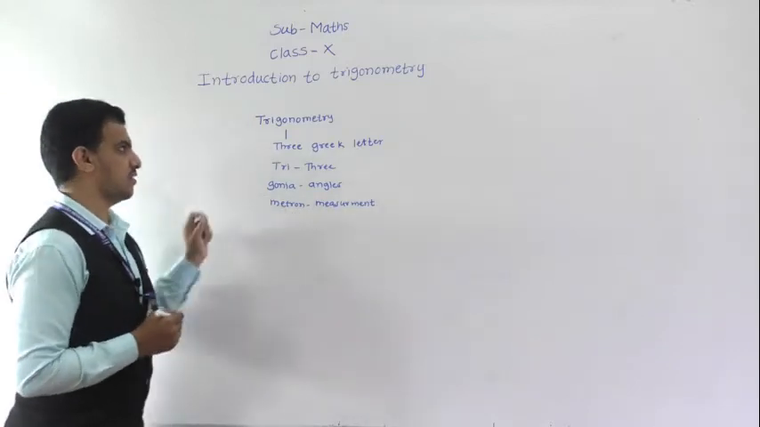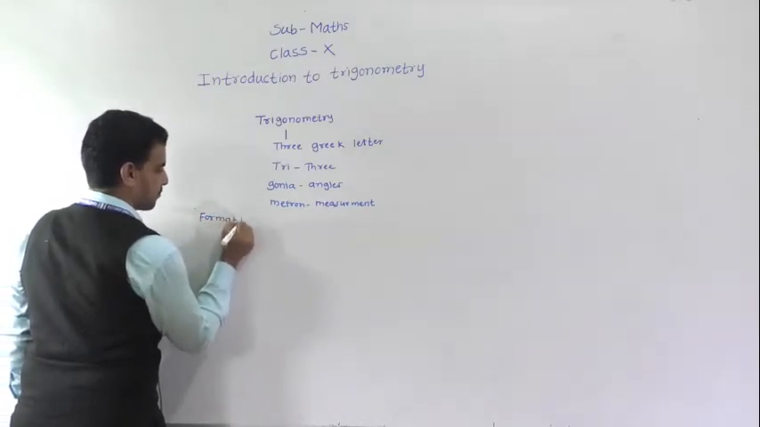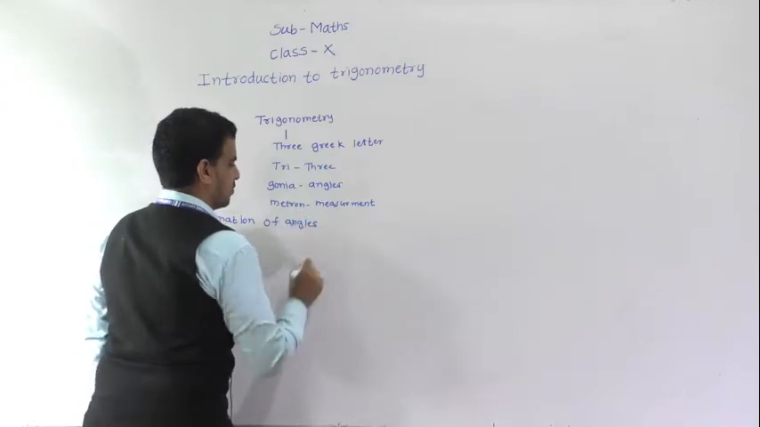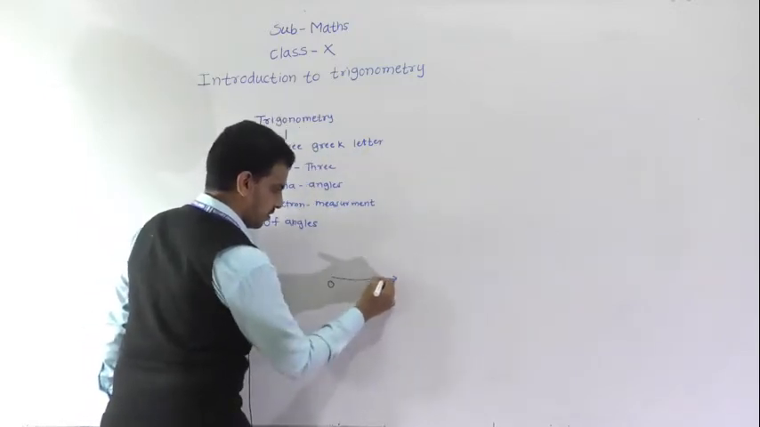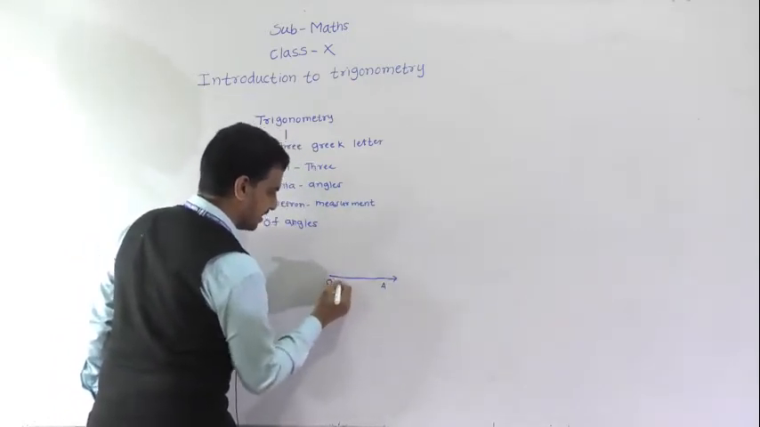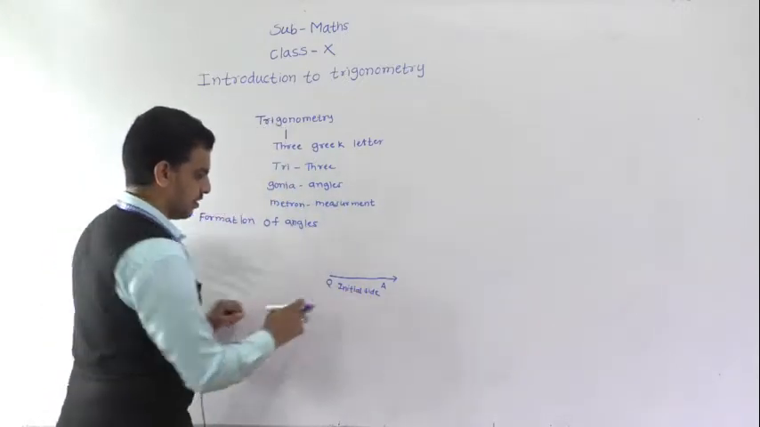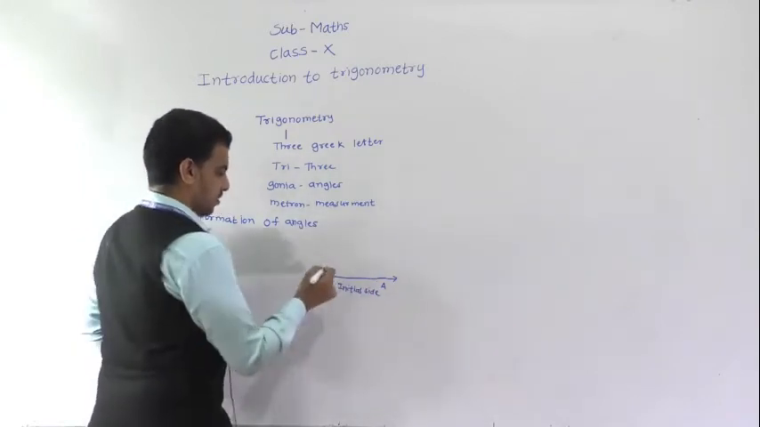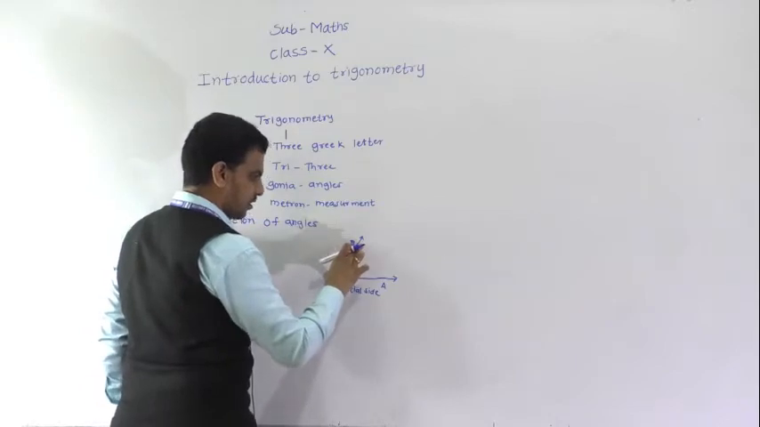Okay, now we will start the first point, that is the formation of angles. Suppose OA is the initial side. OA is the initial side. And another ray OB coincides with this OA. If we rotate this OB, then we will get a new position of ray OB.